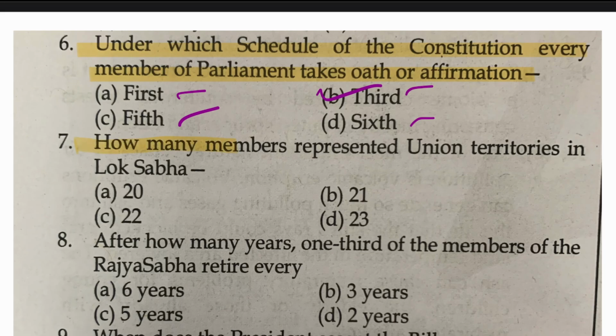Question number 7. How many members represent union territories in Lok Sabha? 20, 21, 22, 23. The answer is A. 20. The maximum strength of the House by the Constitution of India is 552, which is made up by election of up to 530 members to represent the states and up to 20 members to represent the union territories, and not more than 2 members of the Anglo-Indian community to be nominated by the President of India.